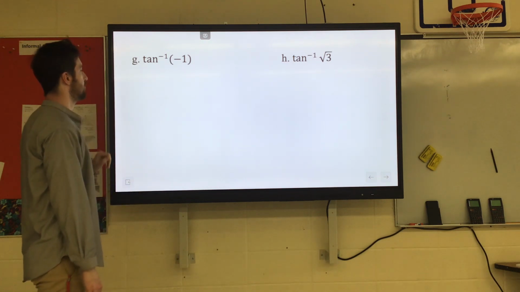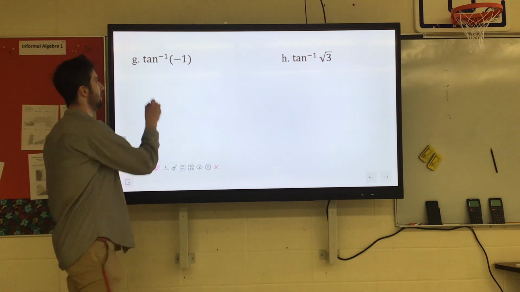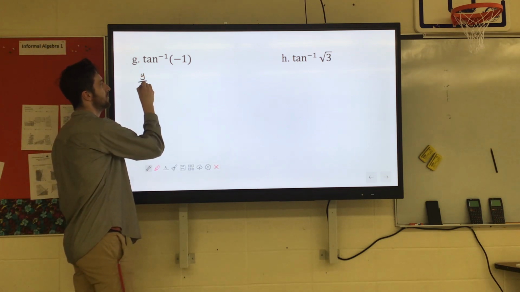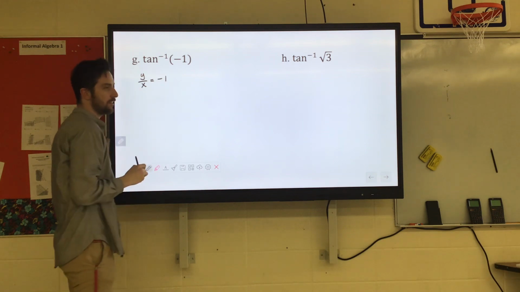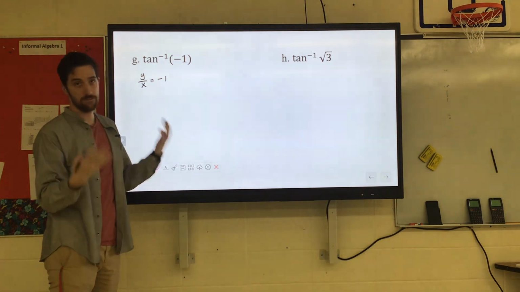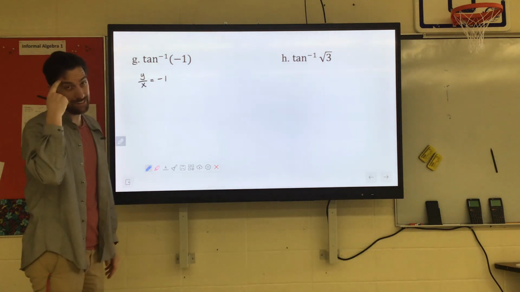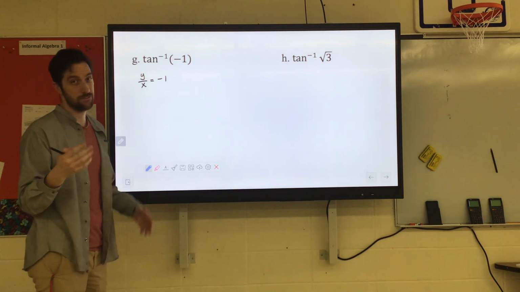Tangent equals -1. Now, every time I see tangent, I actually think in my head, y divided by x. So they're saying this comes out to -1, which means y and x have to be the same number, except one positive, one negative. Now, if it's the same number, I know in my head that's the 45-degree reference angle, the root 2 over 2.